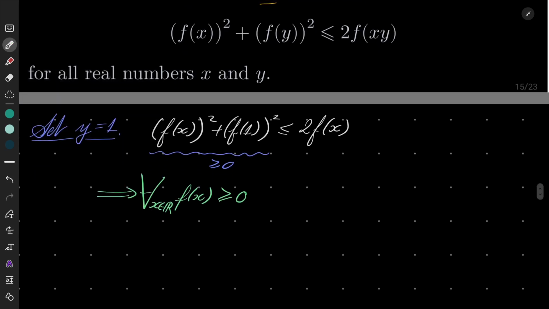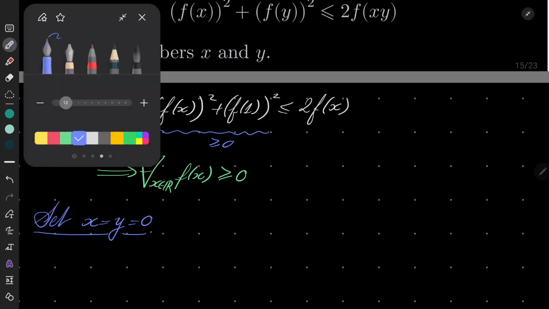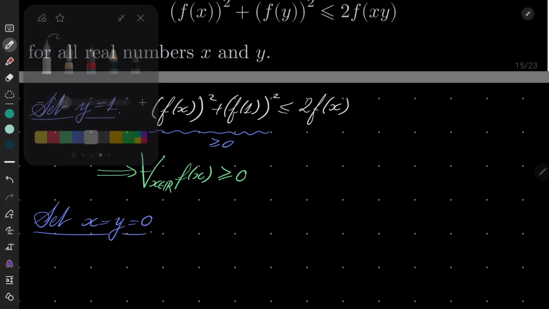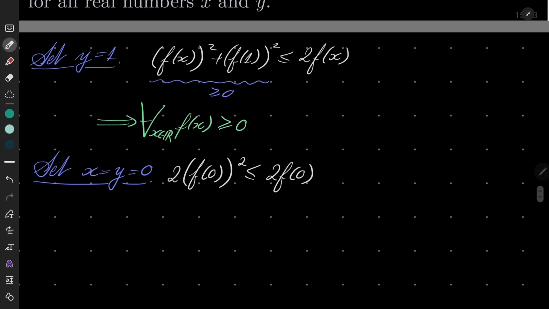Okay, now let's try setting x and y to be 0. So set x and y to be 0. What happens now? Well, now we have the following. F of 0 squared, 2 times in fact, is less than or equal to 2 times f of 0. Let's put everything on one side and do a little bit of factorization, and we get the following.